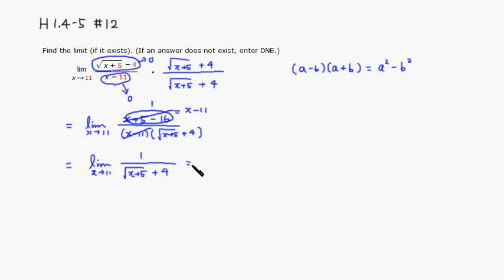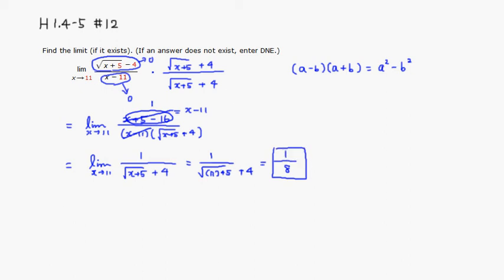Then you will get 1 over square root of 11 plus 5 plus 4. So you have 1 over, square root of 16 is 4, plus 4, so it's going to be 8. So the answer is 1/8.